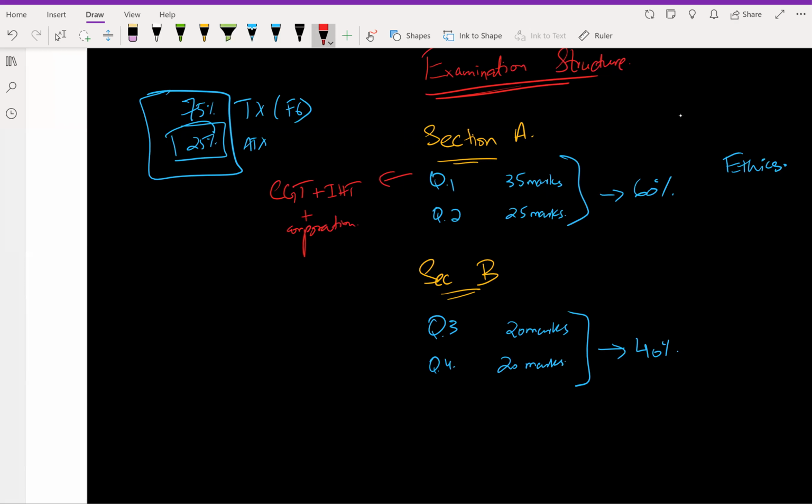These are the favorite areas of an ATX examiner: CGT, IHT, and corporation tax. CGT and IHT are types of capital taxes: capital gains tax and inheritance tax. Capital gains tax is when you dispose of a capital asset, and the gain that you realize, you have to pay tax on that. IHT is when you inherit something. Inheritance comes as a result of a gift. It's always a gift, never a sale. When you inherit something, the increase in your wealth is something that HMRC does not like, so they tax it.